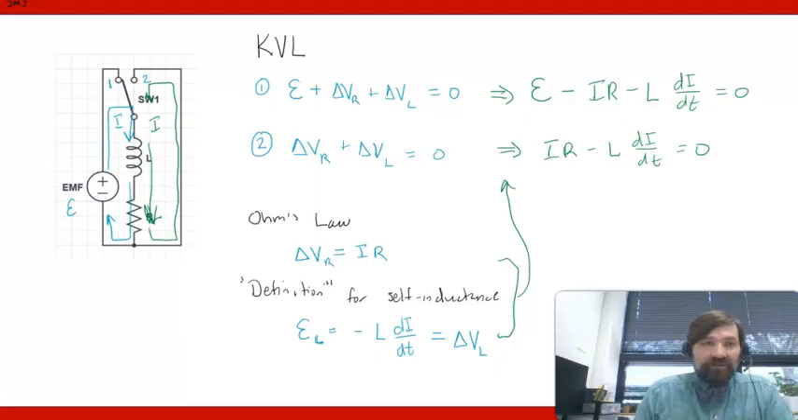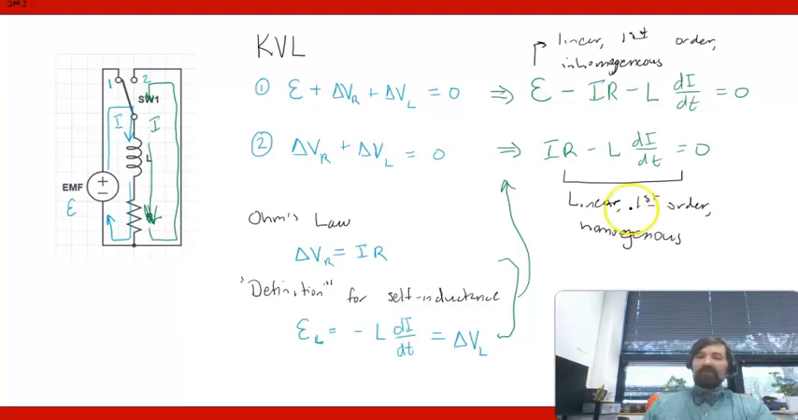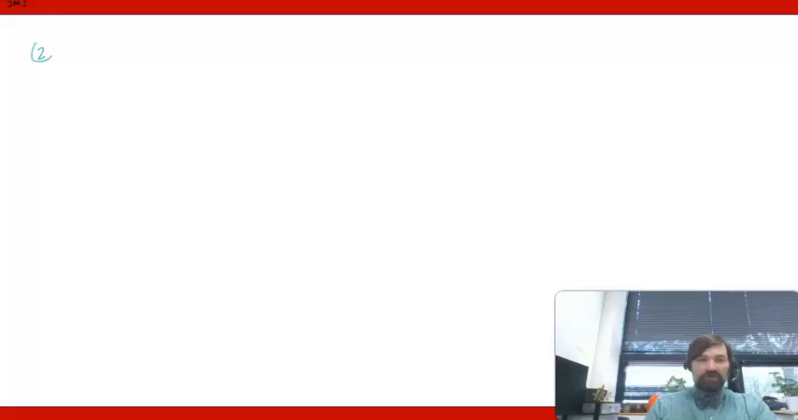Again, if I was going to comment on the type of equation, this bottom one is linear first order and homogeneous, and then the top one is linear first order and inhomogeneous, or non-homogeneous, depending on your preference. So how you go about solving these is a little bit different. For the bottom one, it's fairly straightforward. So let's just do the bottom one, number 2.